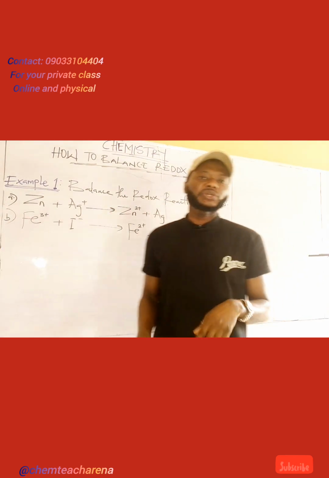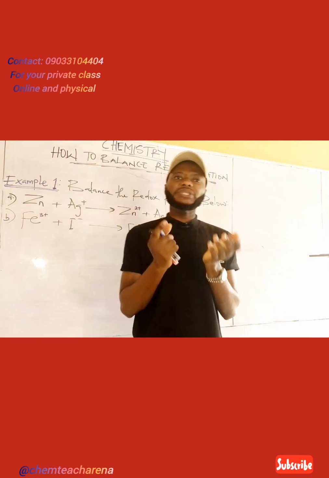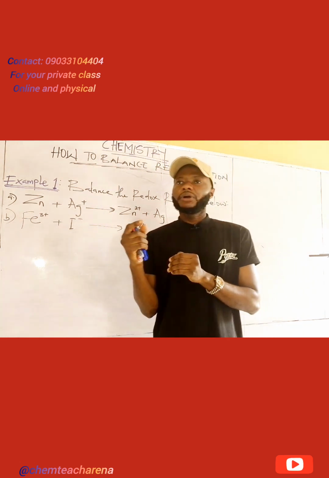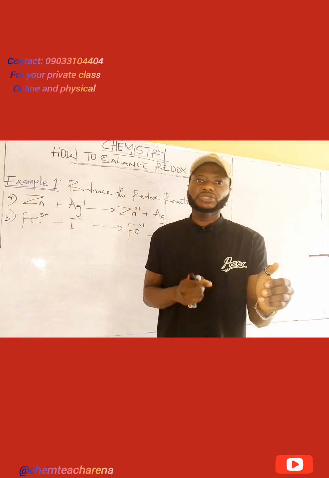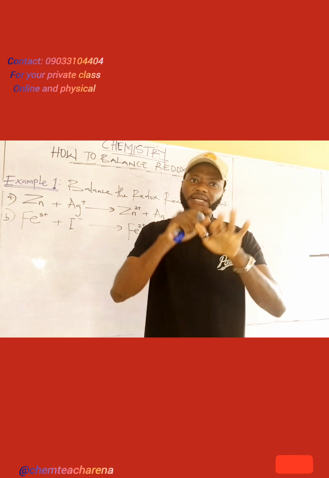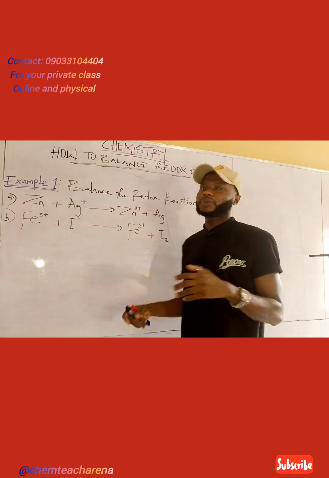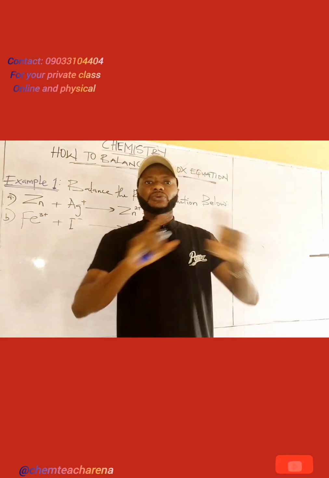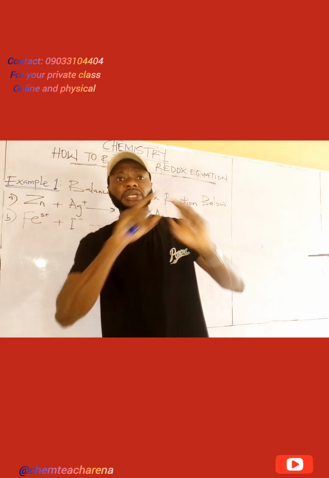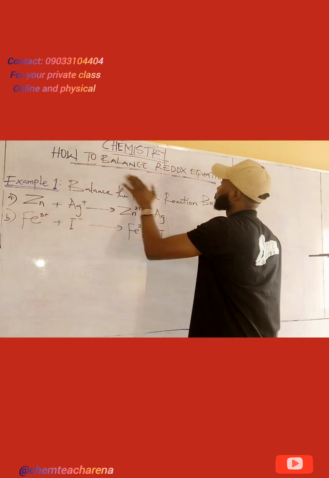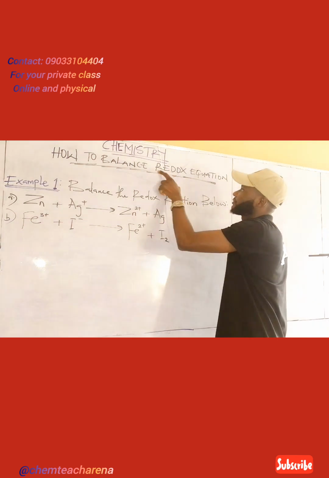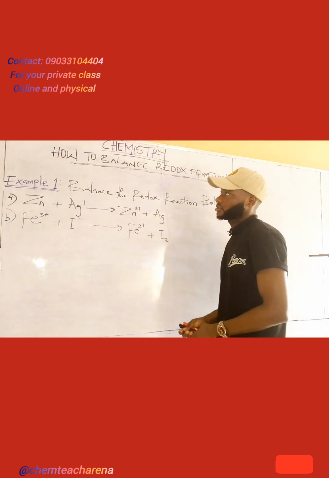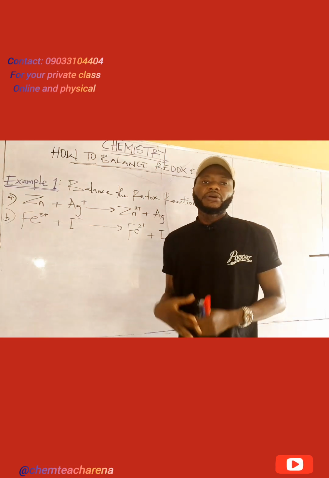What is a Redox equation? A Redox equation or a Redox reaction is a reaction in which both reduction and oxidation reactions are taking place at the same time. So an equation where reduction and oxidation are occurring at the same time is referred to as a Redox reaction or a Redox equation. Now, the word redox: the red is reduction, while the ox is oxidation.